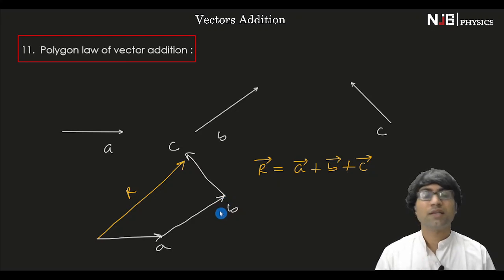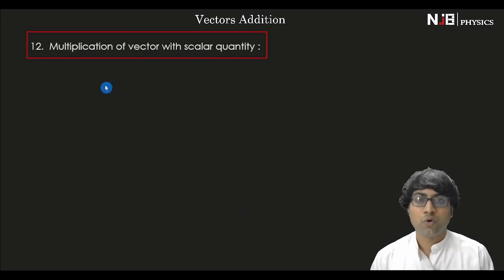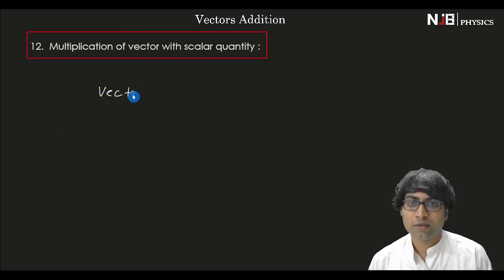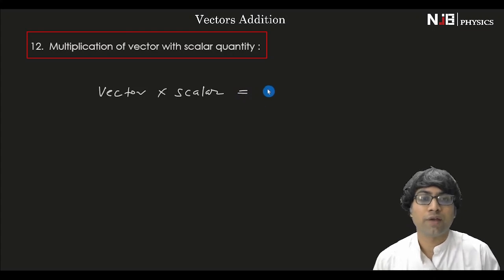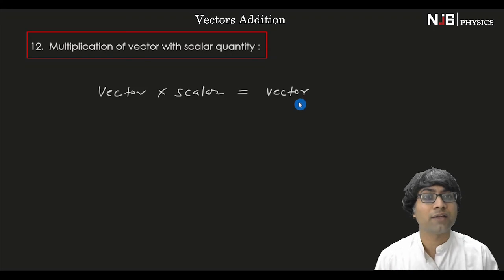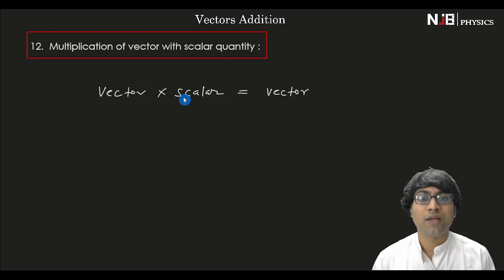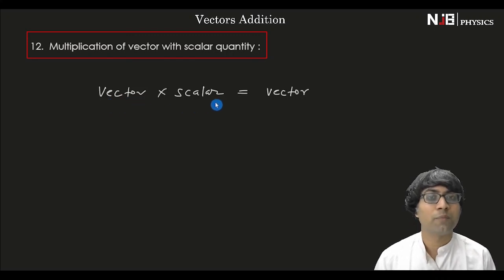Now the last thing in this section that we will do is the multiplication of a vector with a scalar quantity. Whenever we have a vector quantity and this vector quantity is multiplied by a scalar quantity, then the result is going to be a vector quantity. That means the result is going to have a magnitude as well as direction. So what will be the magnitude of this vector quantity? Well, it is very easy. The magnitude of this vector quantity will be the magnitude of the original vector quantity multiplied by that scalar number. Obviously we have to take the mod.